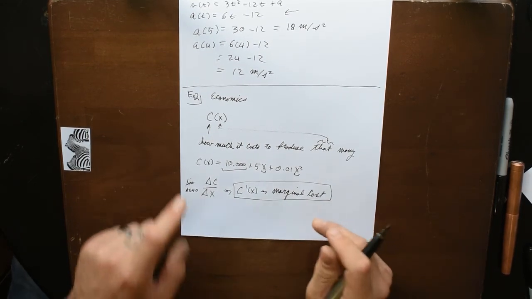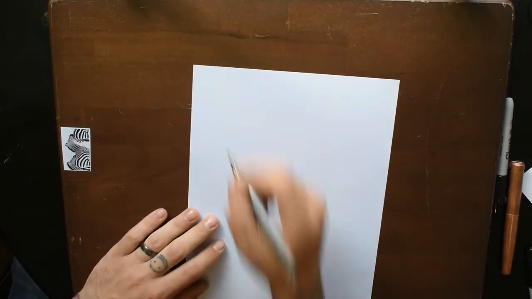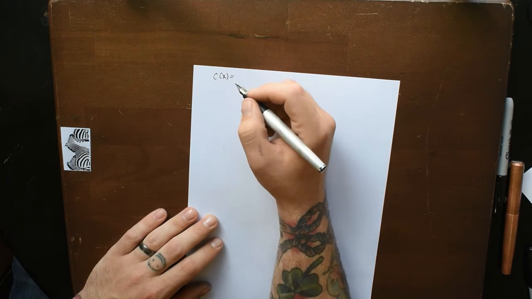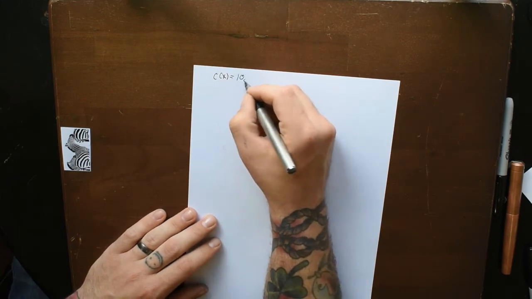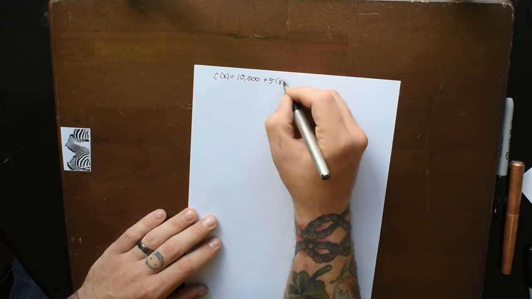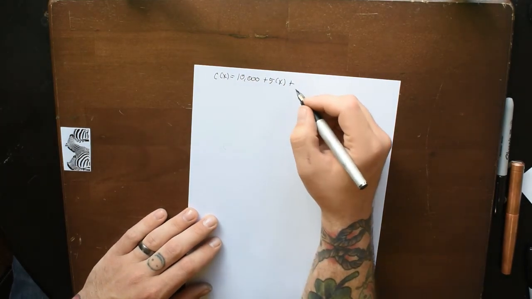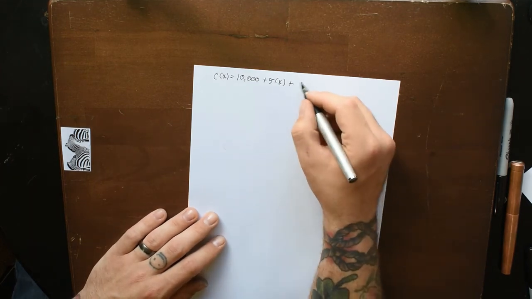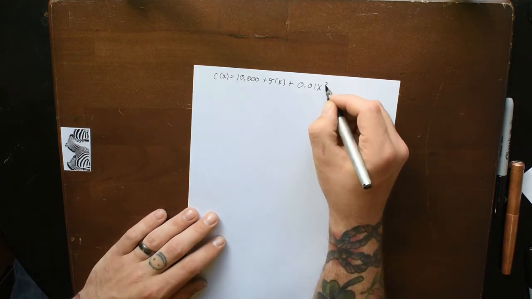So let's work with this example. If C of x is equal to 10,000 plus 5x plus 0.01x squared.